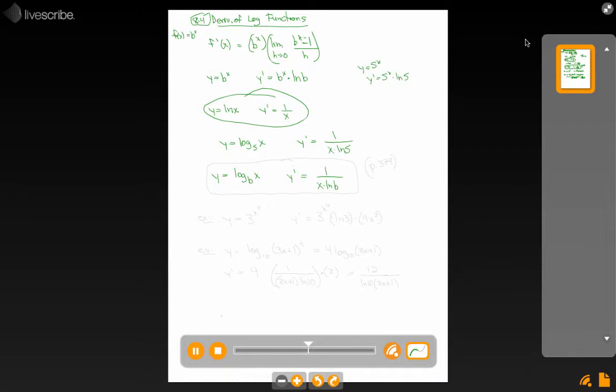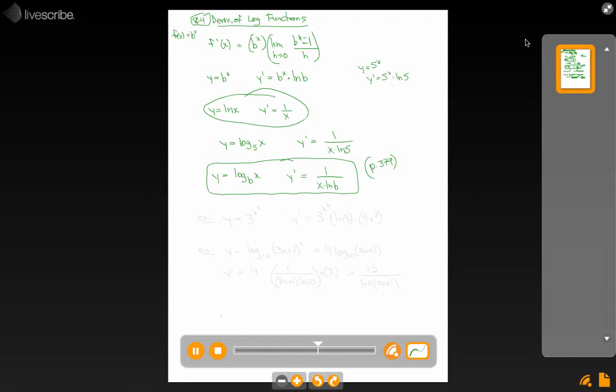If you're really interested in the proof of that, I'm not going to hold you responsible for proving why this is the case. This is on your formula sheet. But you can take a look. It's right around page 379 of your book. They do a relatively easy proof of that one just to show you where it comes from.